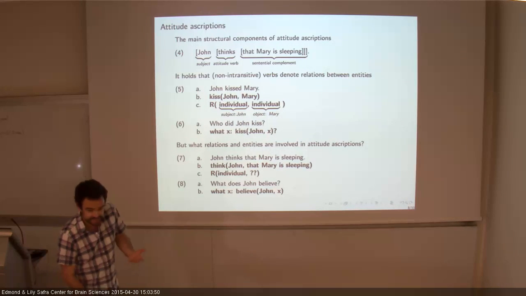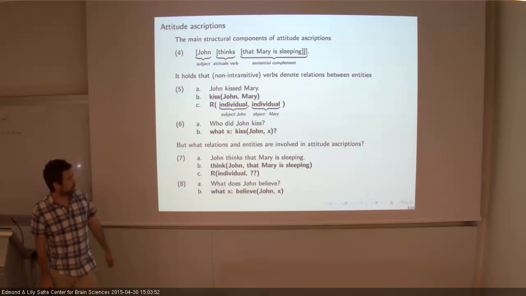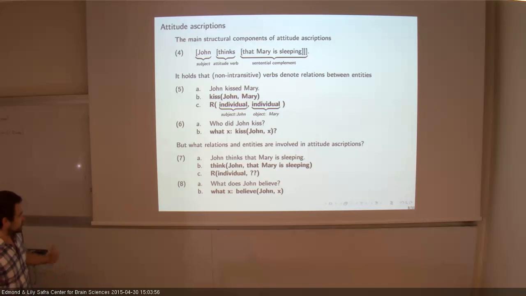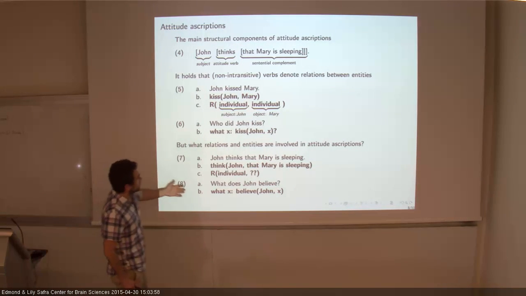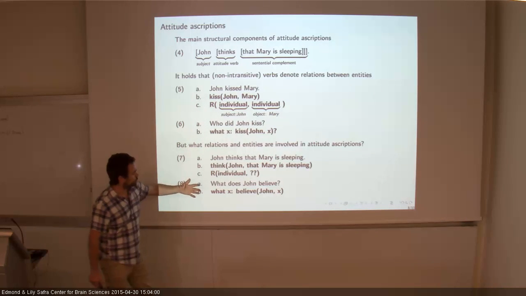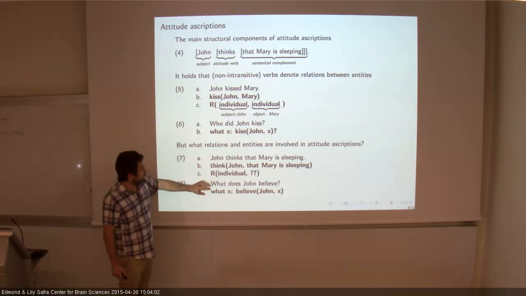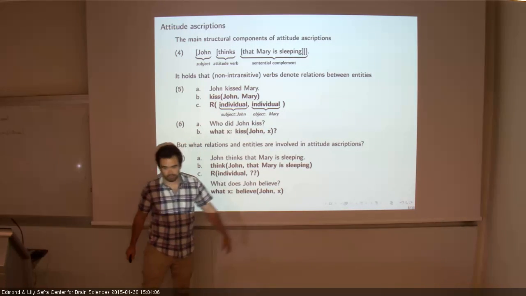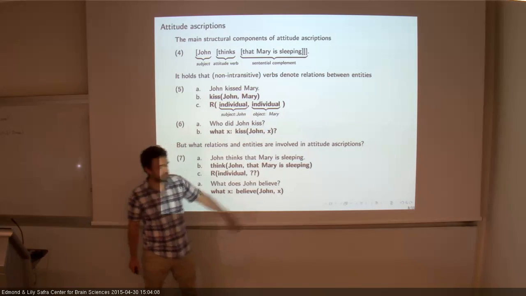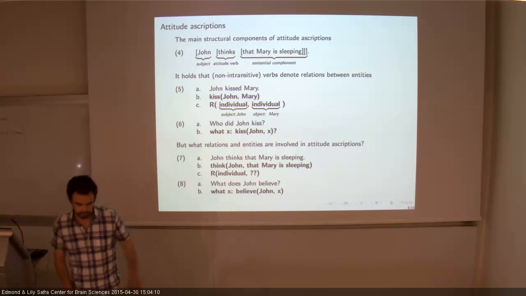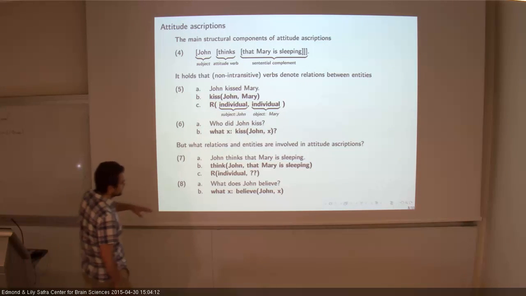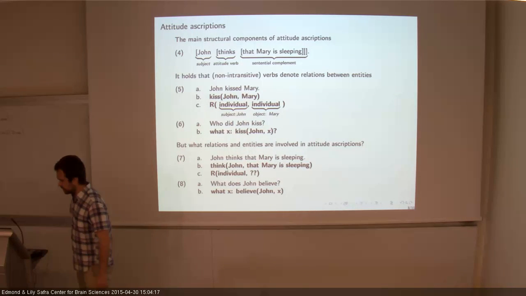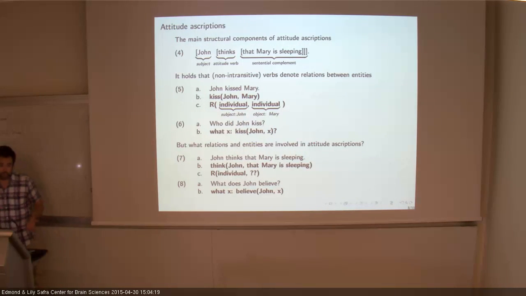And in fact, similar to the question we asked before, we can ask the same question also with belief. What does John believe? Again, you see the parallelism between the two types of sentences. In both cases, we are asking about the object of the belief predicate, just as we asked about the object of the kiss predicate. It was pretty simple to determine what that was. In this case, it's something else. It's a bigger thing. And now the question is, what is this bigger thing?